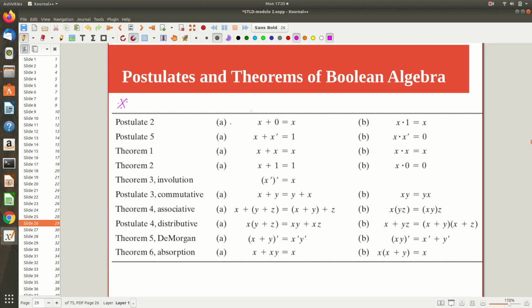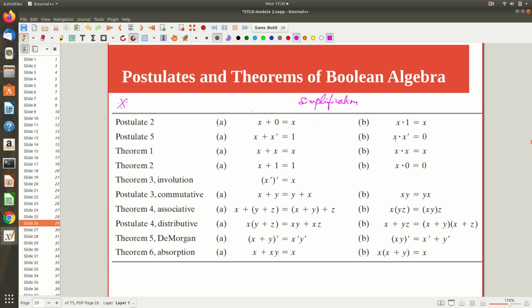Now you can recollect it. What is postulate 2? It was x plus 0 is equal to x and x dot 1 is equal to x. It's a very, very important rule that we will use for simplification. Simplification of any Boolean algebraic expression is where this table will find application. So these formulas we will use.